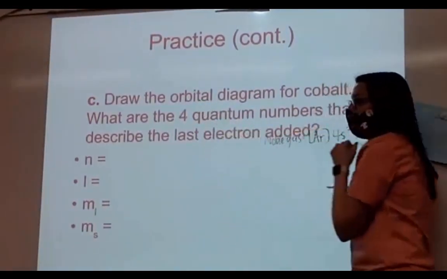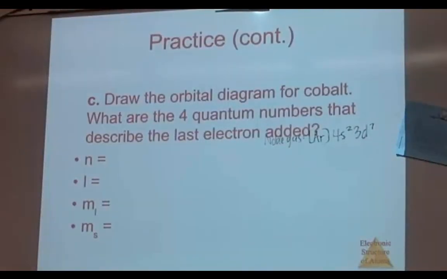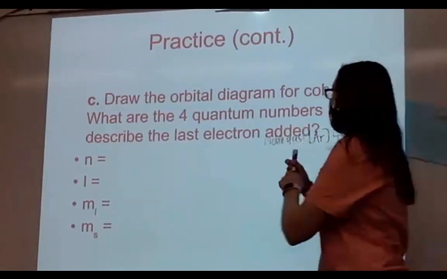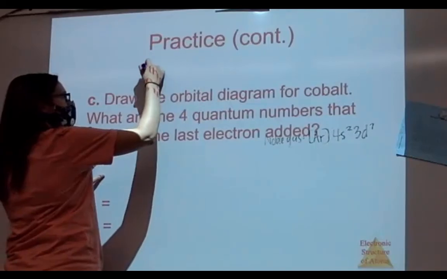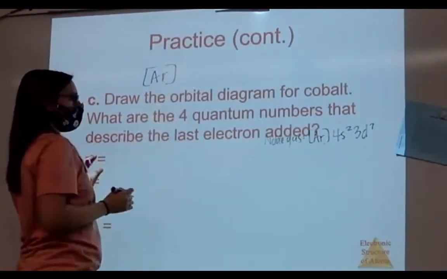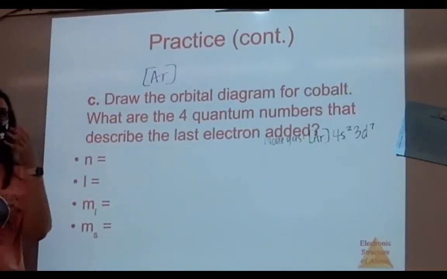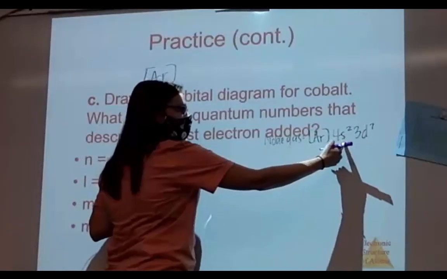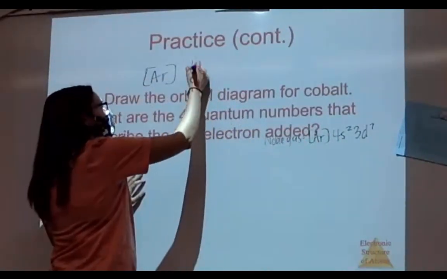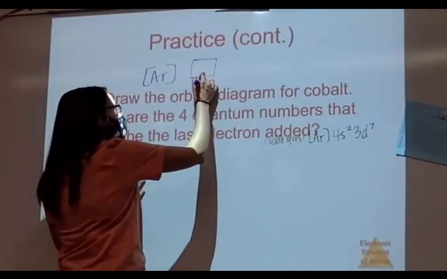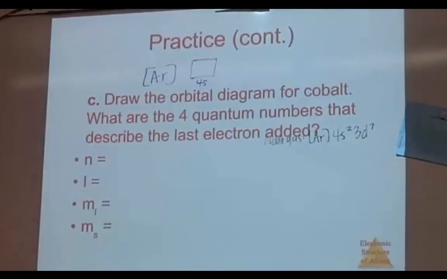Now, if it does not specify orbital diagram, or what type of orbital diagram, use shorthand. Use a noble gas. That's why I left this. So I'm going to do argon in brackets. And then for my orbital diagram, the orbital diagram is where we're essentially looking at the picture. So I'm starting with 4s. Now, I don't care if you want to use boxes or you want to use lines. What I do care about is that you have the correct number of them.